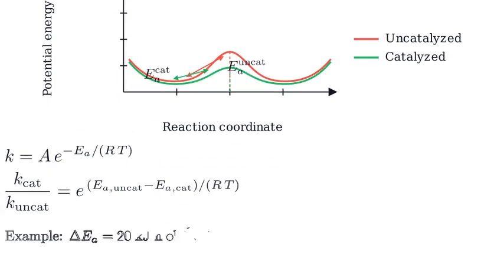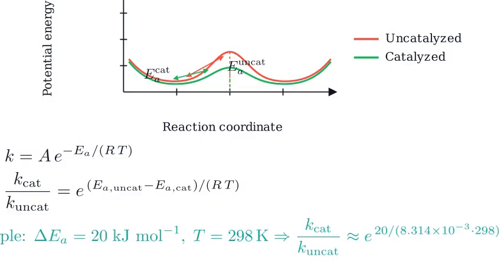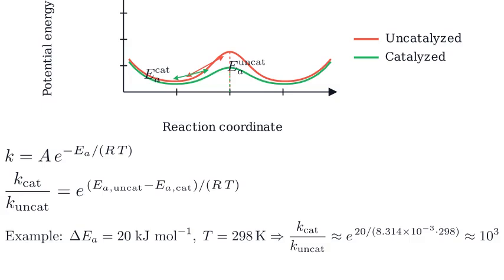A lower barrier increases the rate exponentially by the Arrhenius equation. The rate constant k equals A times the exponential of negative E_A over RT. The ratio of catalyzed to uncatalyzed rates involves the difference in barriers. Even a 20 kilojoule per mole drop can boost rates by about 1,000 at room temperature.